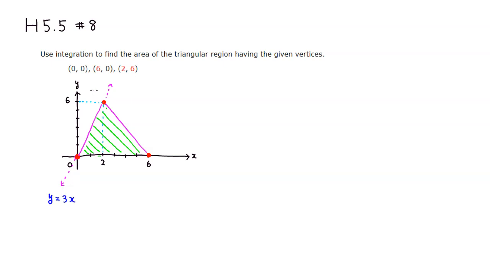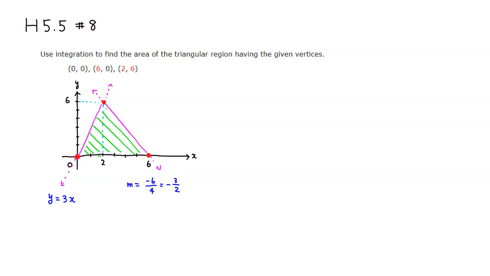So we got the equation there. How about the other line? This line right here. We're going to have to find the slope. Slope m is going to be, going from here to there, a drop, so rise would be -6, over run, which is 2 to 6, so it's going to be 4. So it's -3/2. That's the slope.